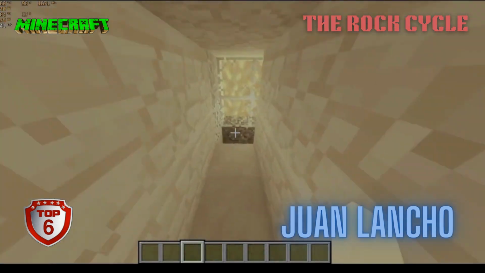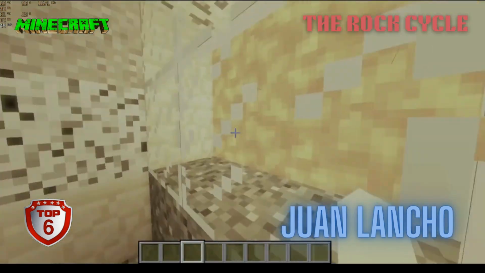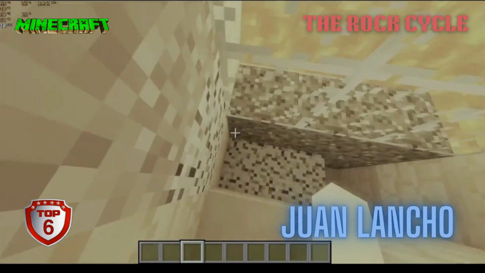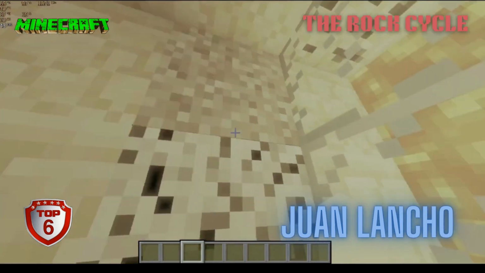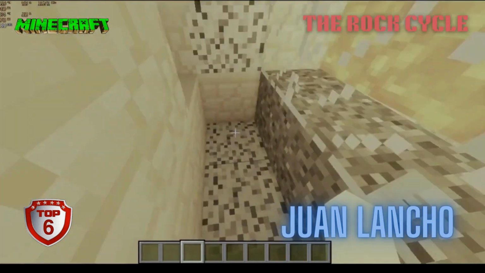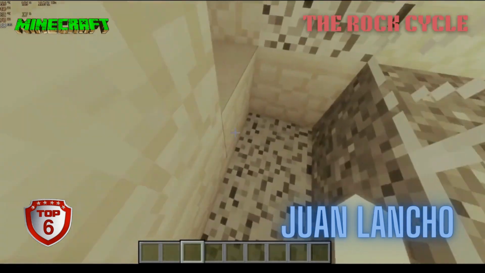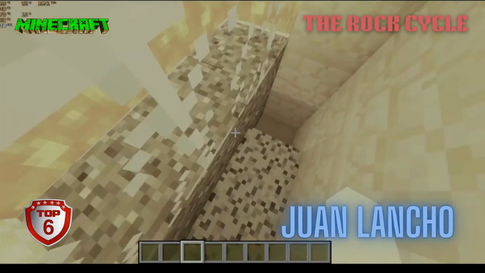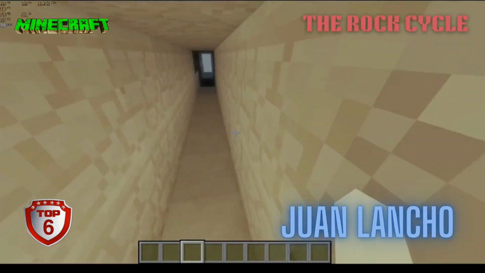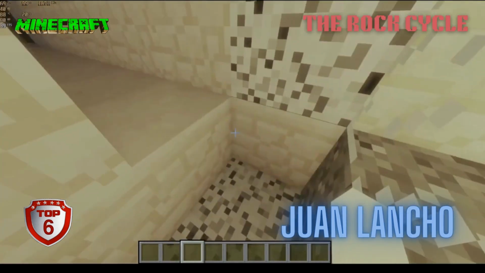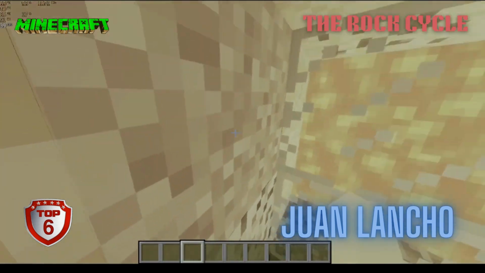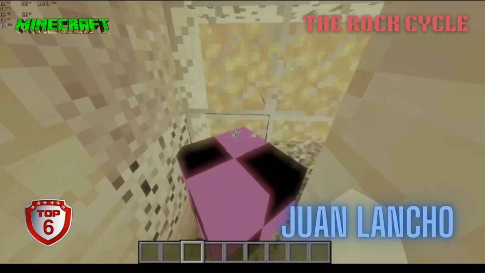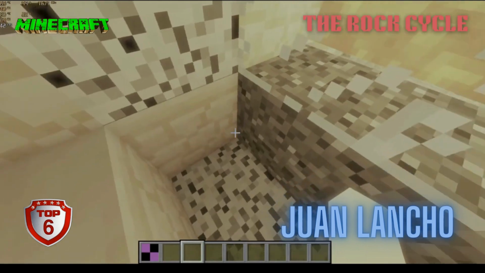Oh, here are some plutonic rocks. They have crystals, and we can see them. And they don't have pores. I will see what rocks these are because I don't know. So I will see it. Oh, what is this?